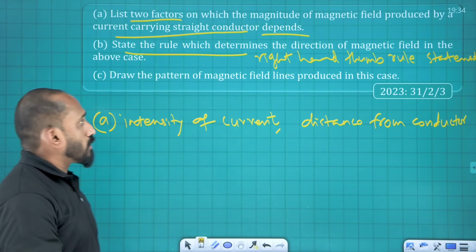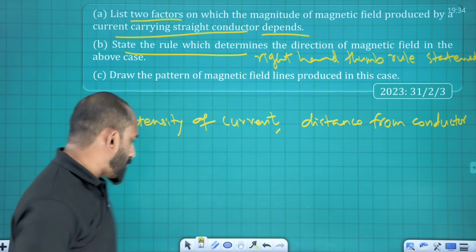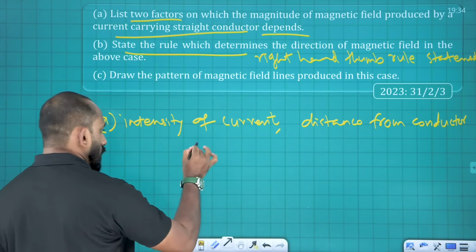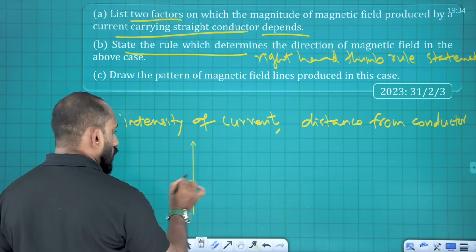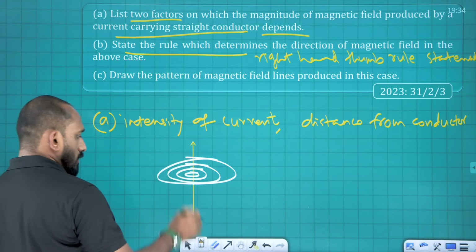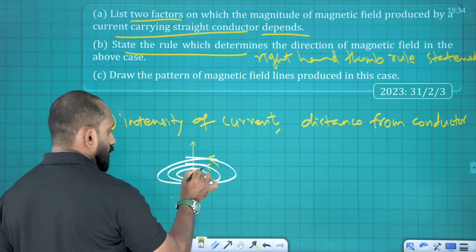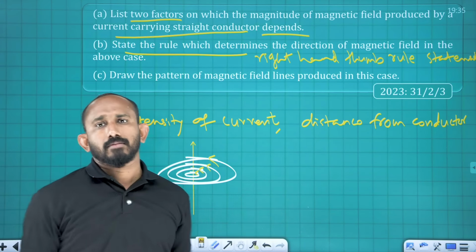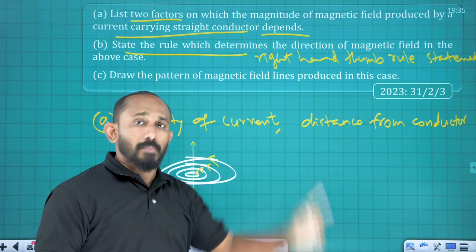Then draw the pattern of magnetic field lines produced in this case. So, we already did this. To draw the pattern, first of all you have to show a conductor. Then the direction of the magnetic field will always be concentric circles. If the current is upward, then the direction of the magnetic field will be this way. Near is closer, the further you go, it's more separated. We discussed this already. So keep the first part and second part in mind.